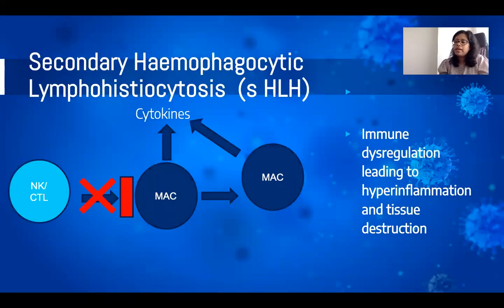So in HLH, macrophages, so just talking about what's happening. Macrophages become activated by a trigger, so viral or autoimmune, and they secrete excessive amounts of cytokines, ultimately causing severe tissue damage. The natural killer cells or cytotoxic T cells fail to eliminate the activated macrophages. This lack of normal feedback regulation results in excessive macrophage activity.